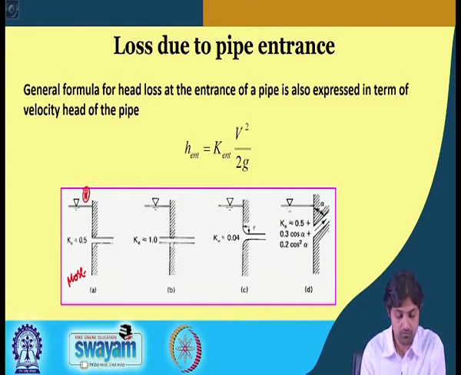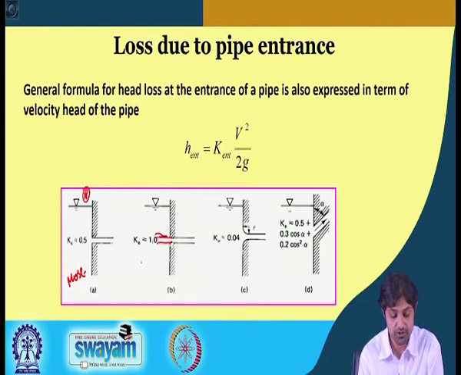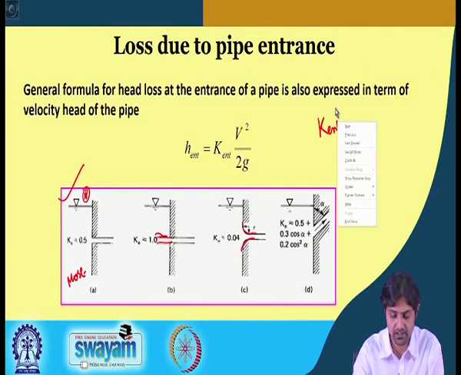You just need to remember this one, pipe entrance: if nothing is given, you have to take K entrance as 0.5. In this case where the pipes are protruding inwards, Ke is going to be 1.0, so all the energy is going to be lost. If there is a smooth curve like this, as you saw in the third one here, it's going to be 0.04, but this is most important. So K entrance you have to remember, if nothing else is given, is 0.5.